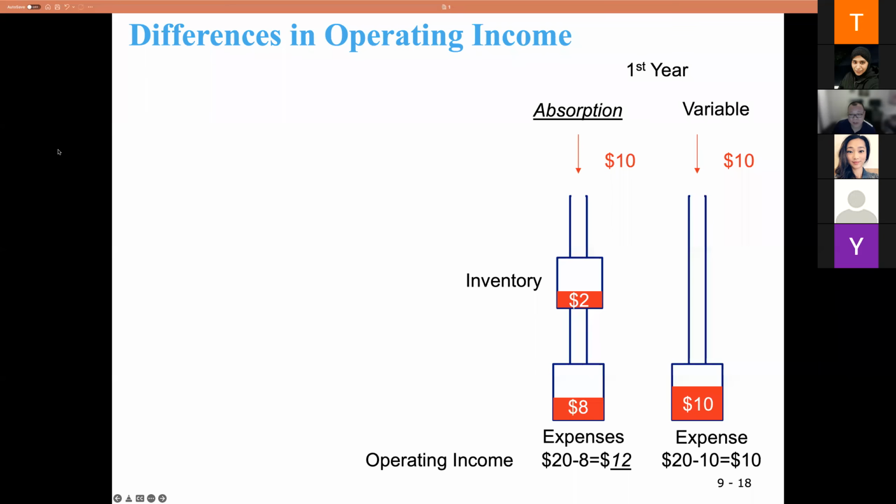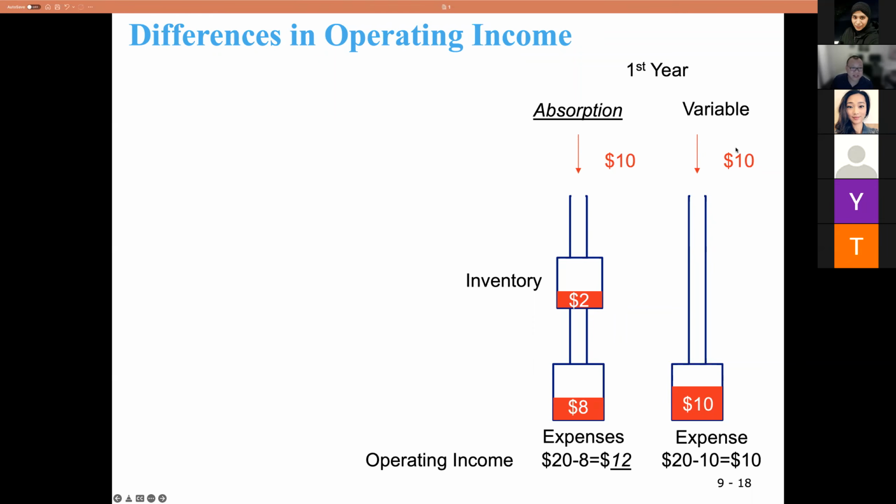It is expressed in the income statement. Yes, right. You can see this is the expense. So under variable costing, your fixed overhead cost of $10 will just run through into the income statement as expenses. So your expenses will be $10. Let's assume in that year, your revenue is $20. So 20 minus 10, that's your expenses, the operating income is $10.